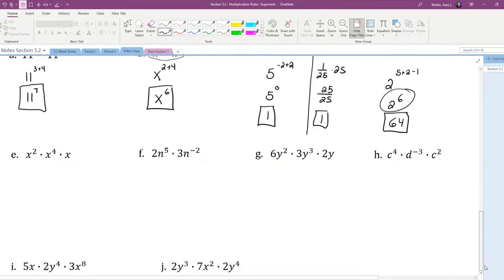Let's keep going. x, x, and x, they're all x's. This one is an x to the first power, so we're just going to add them up. We get 4, 5, 6, x to the 7th.